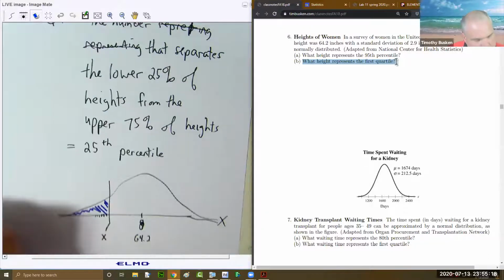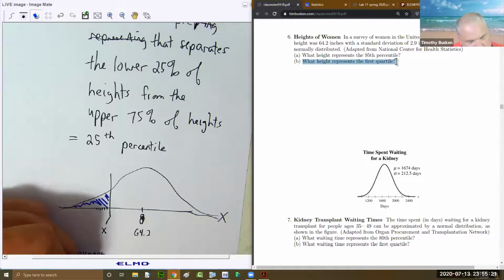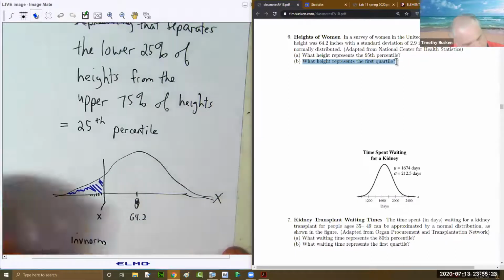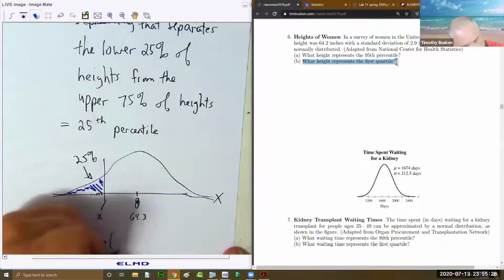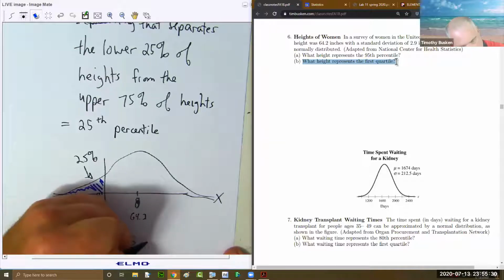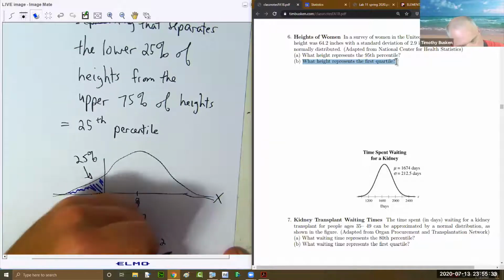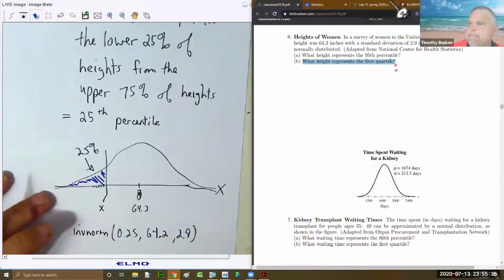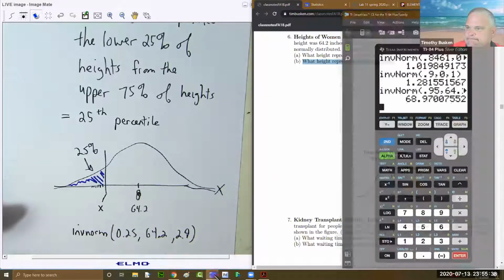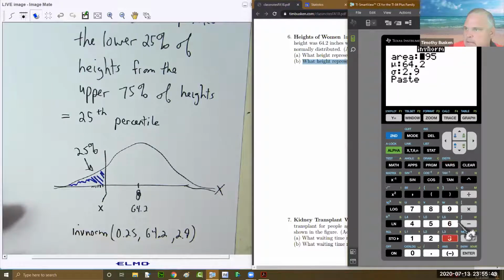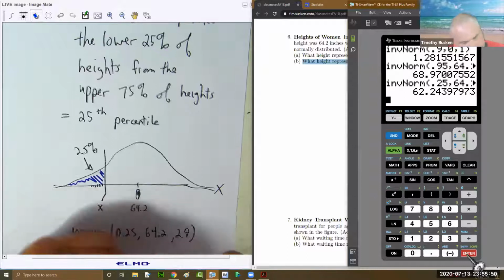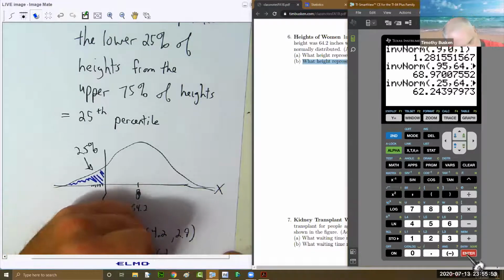So we're going to use inverse norm here to get the value of x. Area is 25%, or 0.25. And the mu is the same, 64.2, and sigma 2.9. So we're just going to change this to 0.25, and the rest of that stays the same. And it's about 62.2 inches.